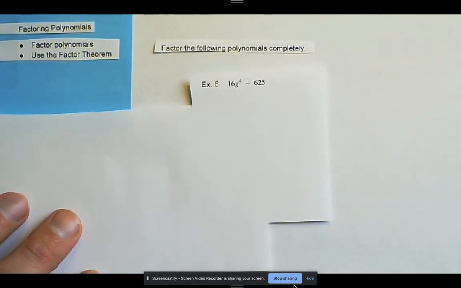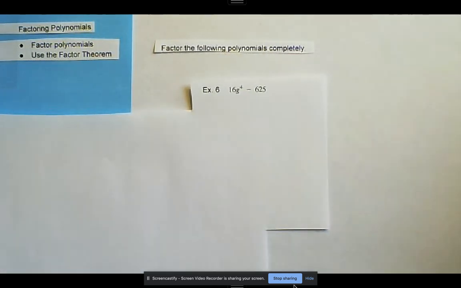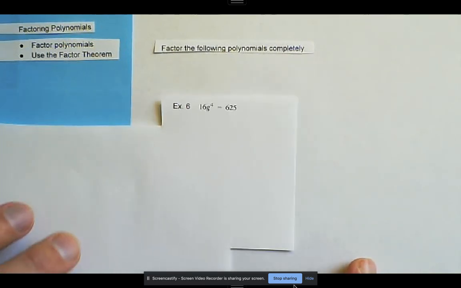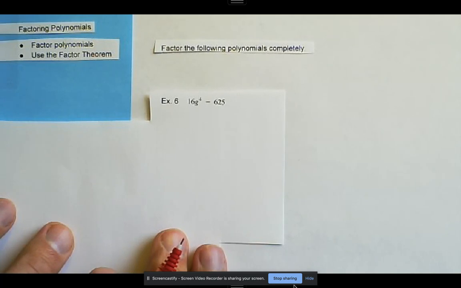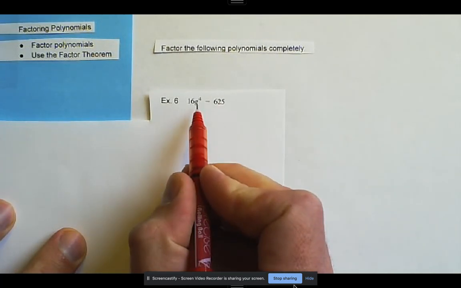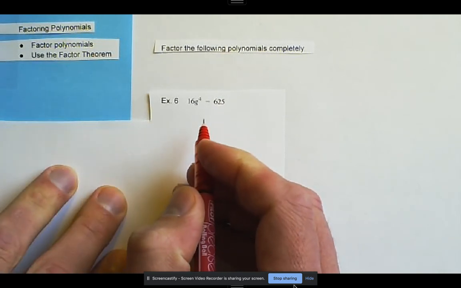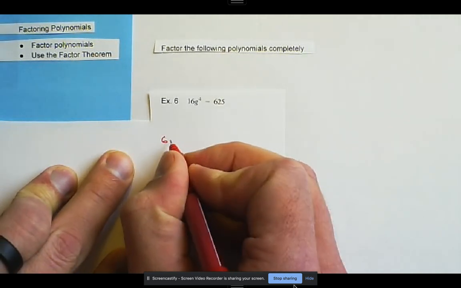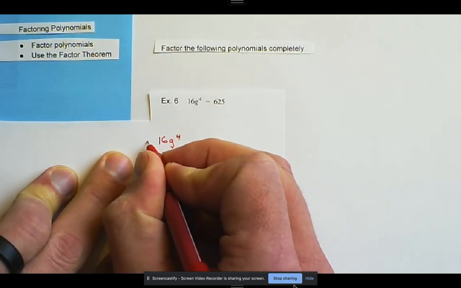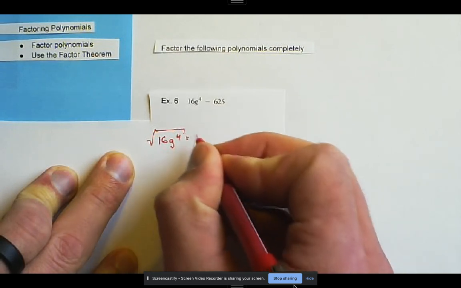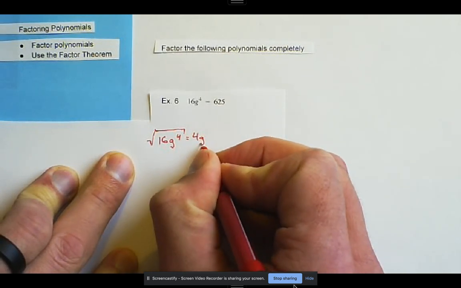We're talking about factoring polynomials, and here we have 16g to the fourth minus 625. So we have a binomial joined by subtraction. So think difference of squares or difference of cubes. And the reason I'm thinking difference of squares is because we have a g to the fourth, so that lends itself better to square root. So 16g to the fourth, we take the square root of that, and that becomes 4g squared.